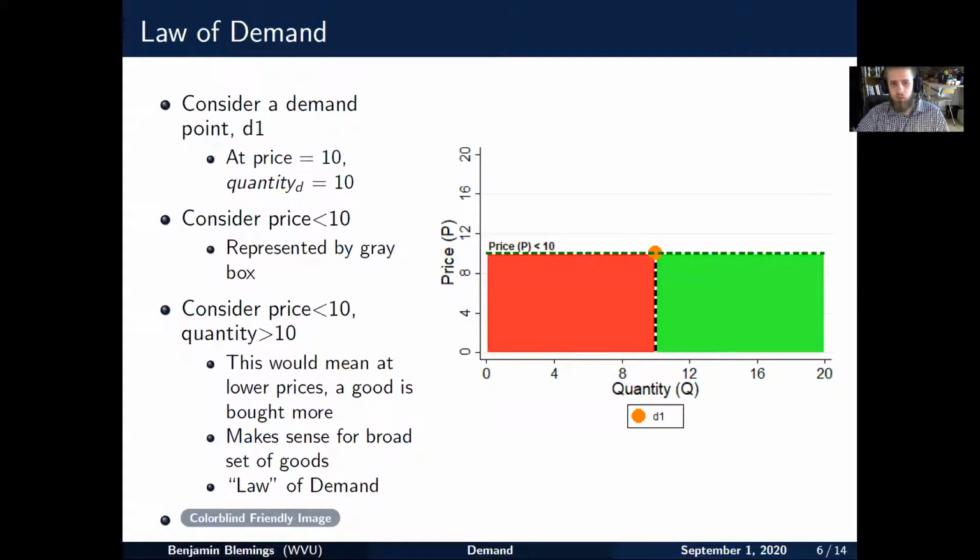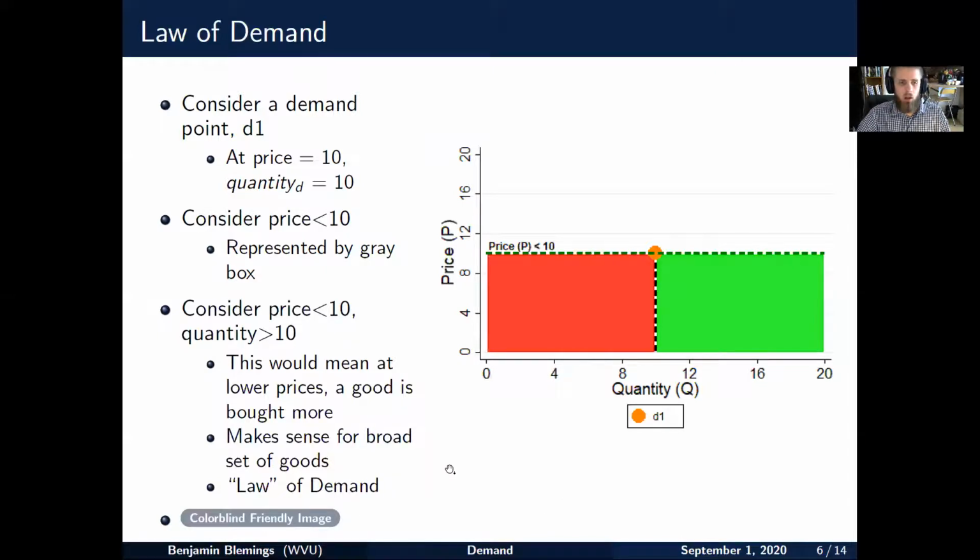However, at lower prices, a good is bought more, which would be the other half of this box over here. And it means that at prices lower than 10, you buy more than 10 units, which is consistent with the law of demand, which is that at higher prices, consumers buy less. So there's a colorblind friendly image here. If you struggle with red-green color blindness, hopefully that helps out.